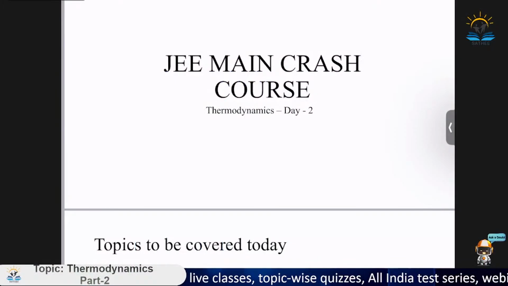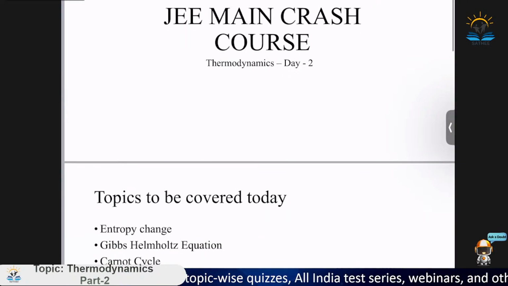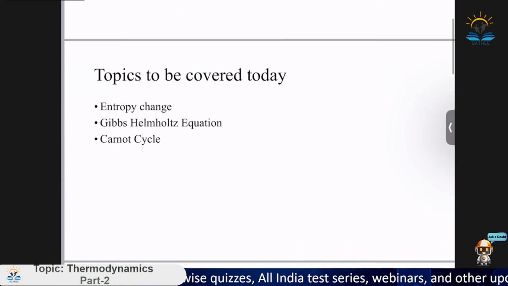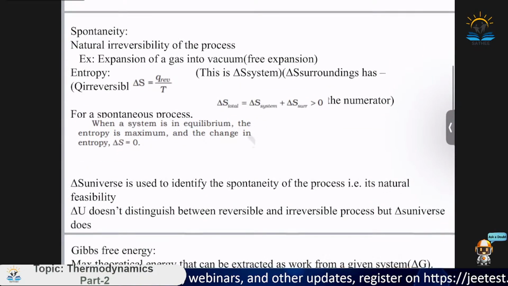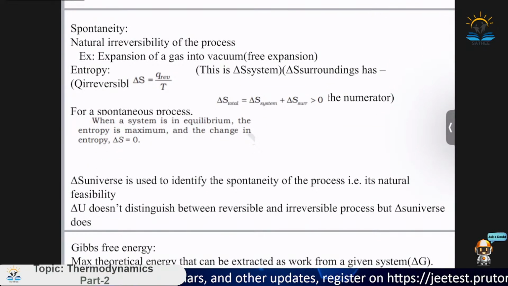Okay, yes. So today I'm going to cover the other thermodynamics, other than thermochemistry and yesterday's session, which is entropy change, Gibbs energy equation, second law, third law, and spontaneity. Spontaneity is the natural irreversibility of a process. If a process is going on its own without an external agent, then the process is called spontaneous.